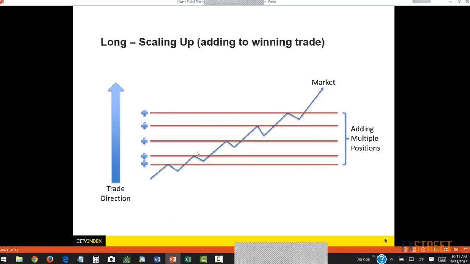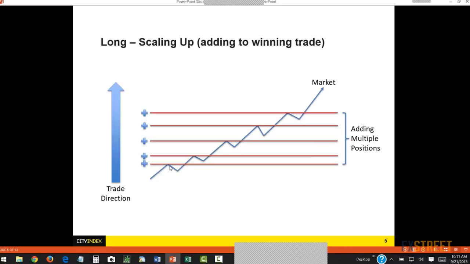So these red lines here are price levels, and these plus signs are simply adding to your position. Okay, so let's say you get into a position right over here. If you could see my mouse pointer, you get into a position there with a full position. Now, let's say that it keeps going up and up and up.